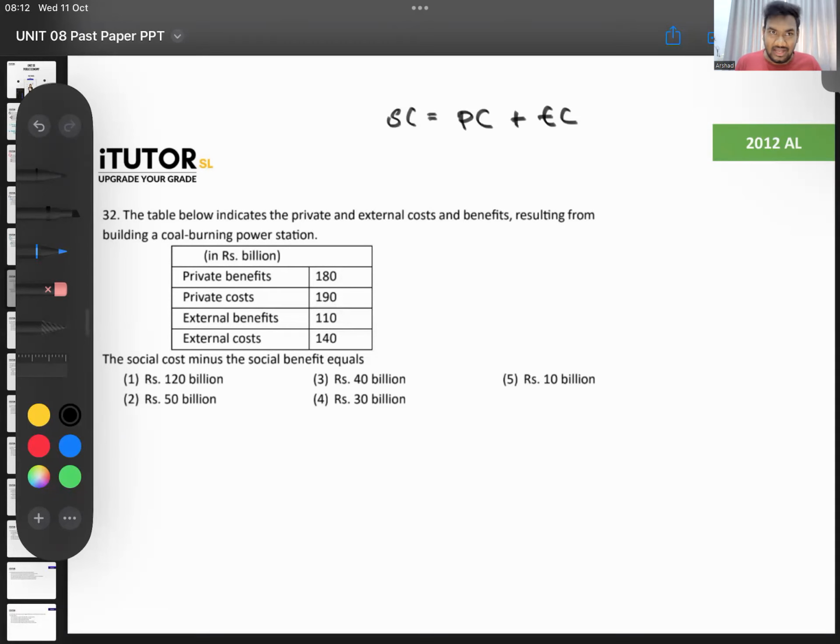Let's say, for example, I have a factory. What are my private costs? My salaries, my rent, my raw materials, those are my private costs. So I have a private cost of how much? 190.